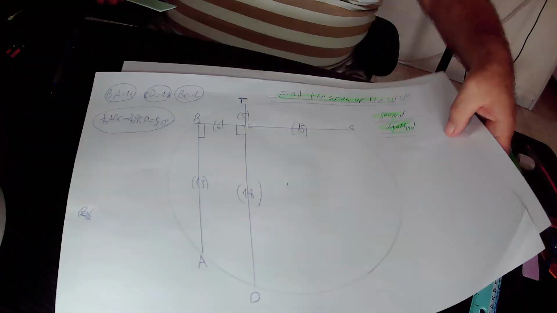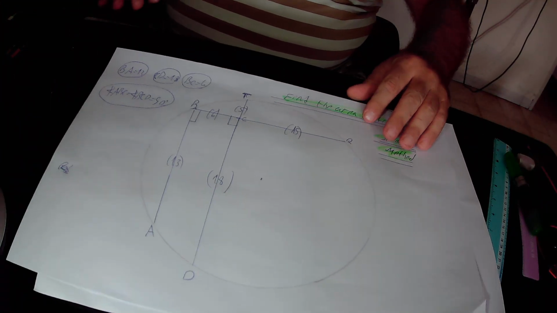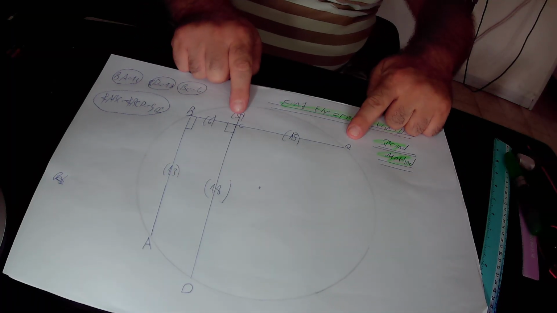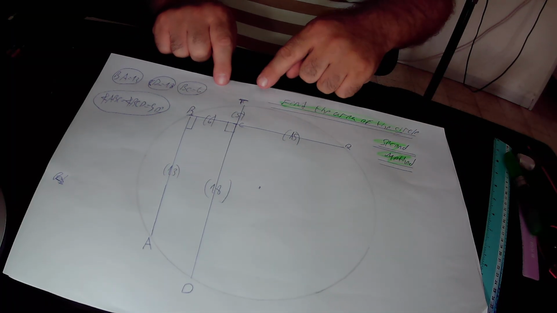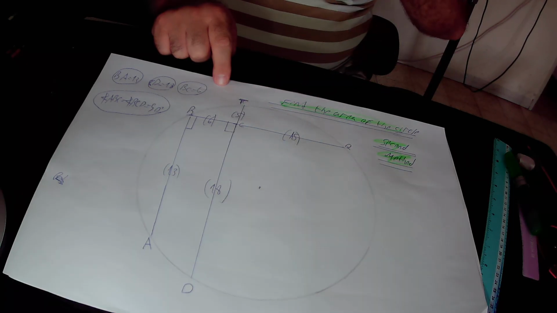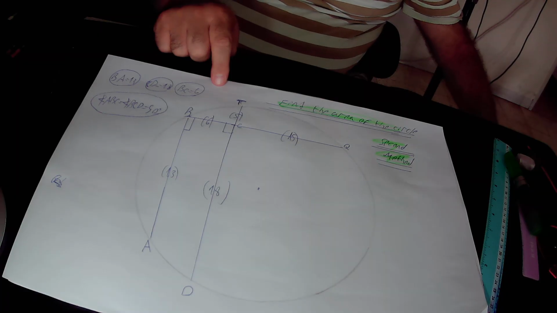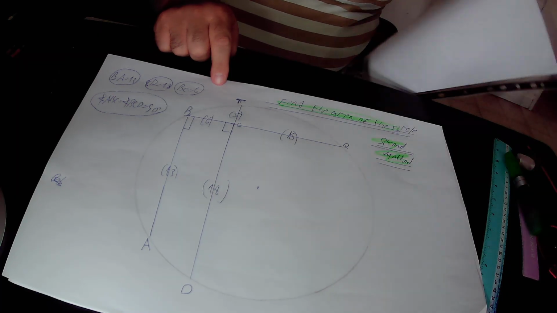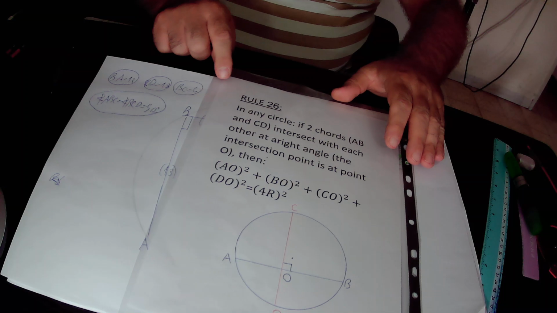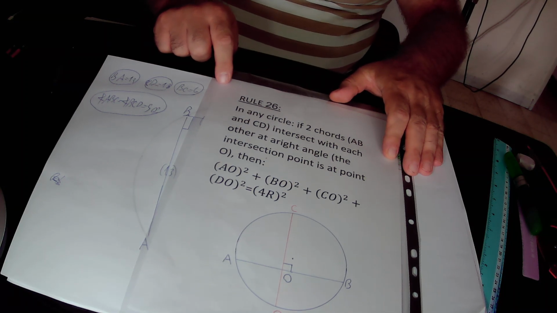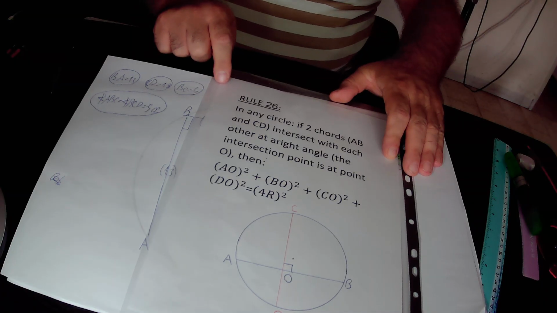In the second method, we use the figures that we already found in the first method. We already found that line segment CQ equals 15 units in size, and line segment TC equals 5 units in size. So here we can implement rule 26. According to rule 26, which is true in any circle, if two chords intersect with each other at a right angle, then the following equation is true.